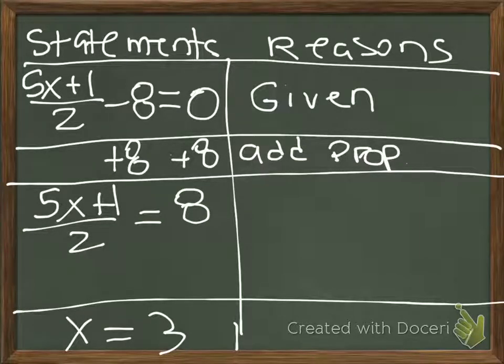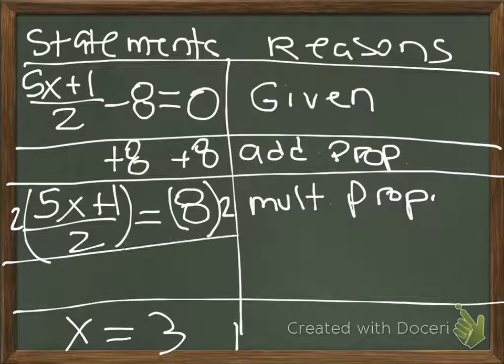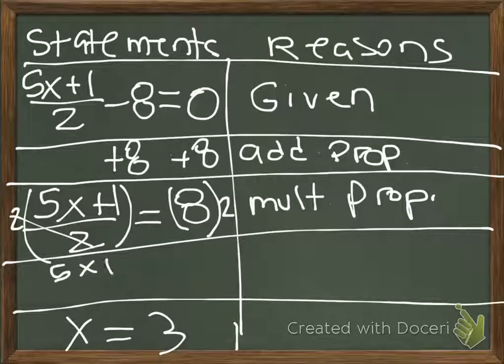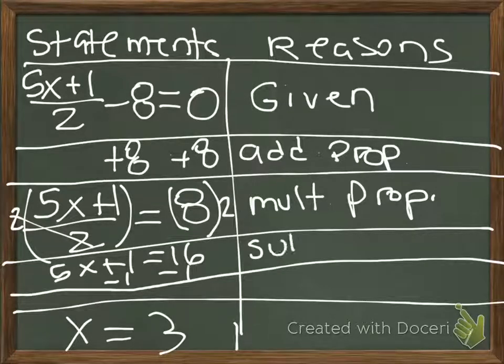Now we need to again cancel out what's on the side with the variable, so we need to cancel out the 2 by doing the opposite operation, which in this case is multiplication. So this is going to be the multiplication property of equality. And that gives us 5x plus 1 equals 16. Then we're going to need to subtract the 1, and since we're subtracting, we're going to use the subtraction property of equality.